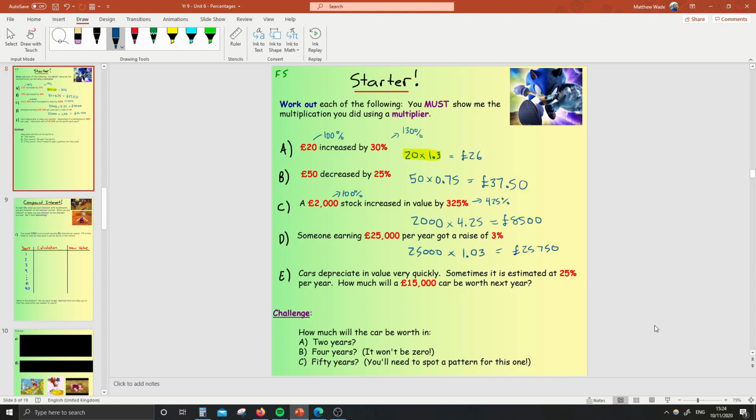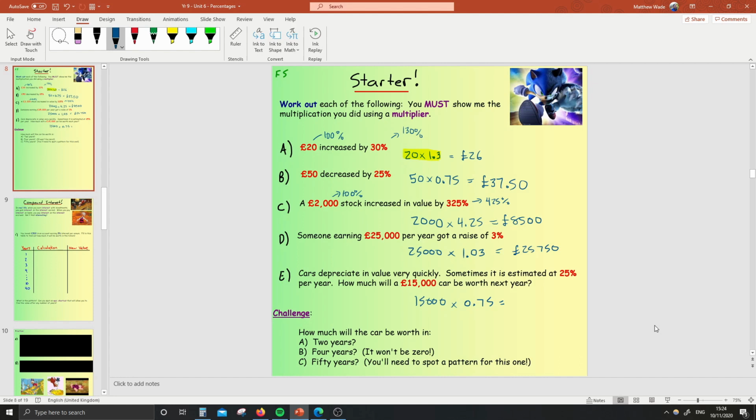Cool. Cars depreciate in value very quickly. That's certainly true. Sometimes it's estimated that it's as much as 25% per year. So how much will your £15,000 car be worth next year? Well, lost 25%, so 75% remains. 0.75 is the decimal.